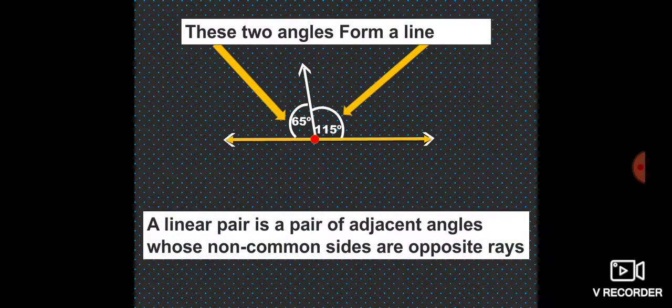Okay. A linear pair is a pair of adjacent angles. That is, 65 and 115 are adjacent angles whose non-common sides are opposite rays. These are non-common sides. This is the common side and the yellow colors are non-common sides. It extends in opposite directions. To the right side, here left side are opposite rays.